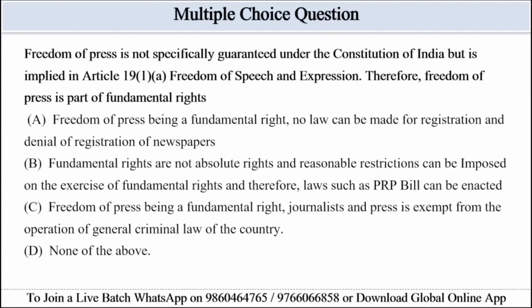In case of option B, fundamental rights are not absolute rights and reasonable restrictions can be imposed on the exercise of fundamental rights, and therefore laws such as the PRP bill can be enacted. So this aligns with the constitutional doctrine: press freedom is a fundamental right but not absolute. Reasonable restrictions by law are permitted, which is why such a bill can exist, even if its draconian features are criticized. Hence, option B will be the correct answer in this case.